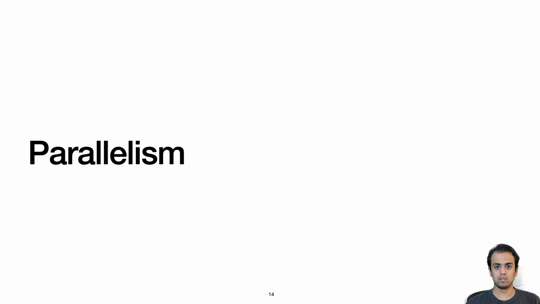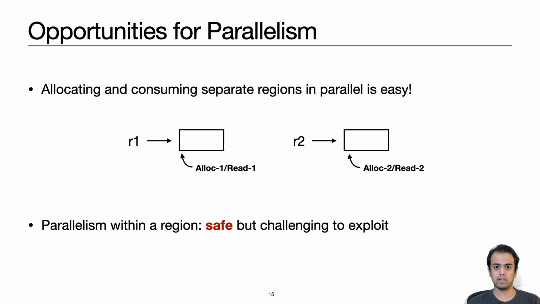So far we have seen what Locus is and how sequential Locus programs run. And now let's see how to parallelize it. So the first thing to observe is that reads and writes which target separate regions are naturally parallel. Each region has its own allocation pointer and its own read pointer, and it's easy for us to use these in parallel. Parallelism within a region is also safe since Locus is a pure language, but this parallelism is difficult to get to.